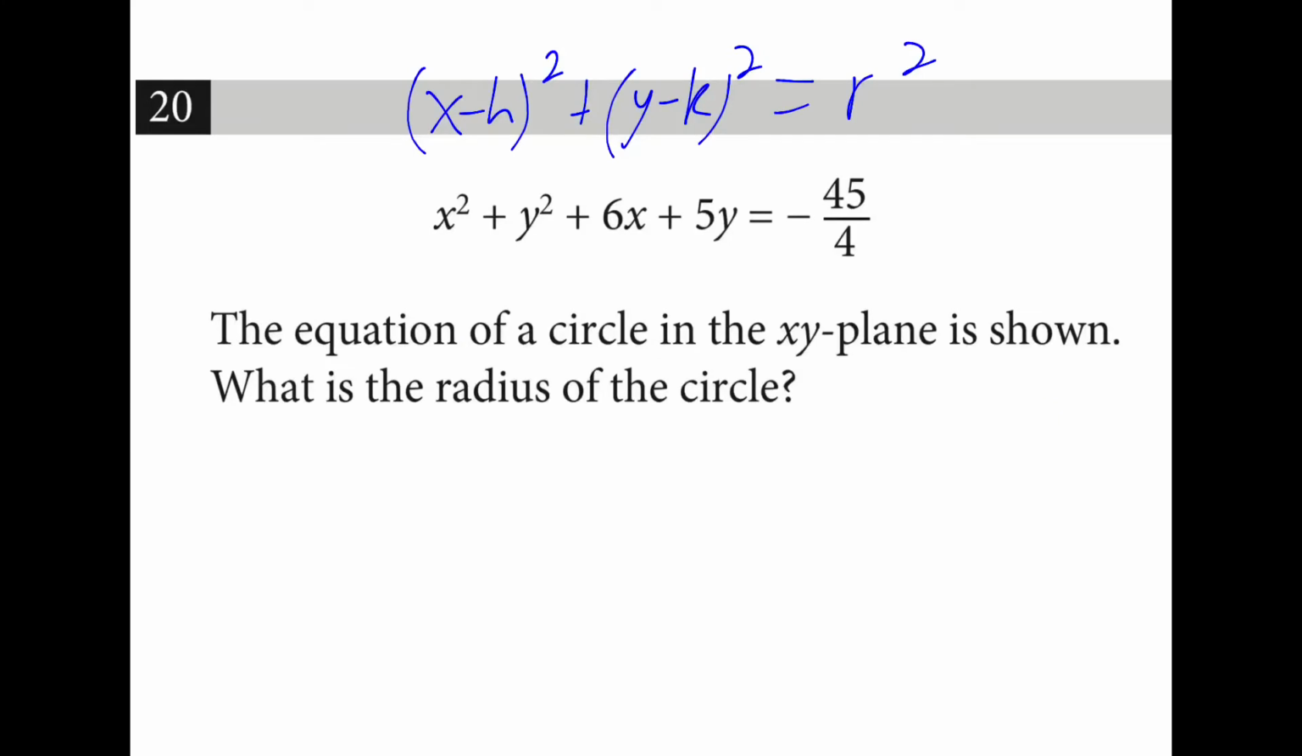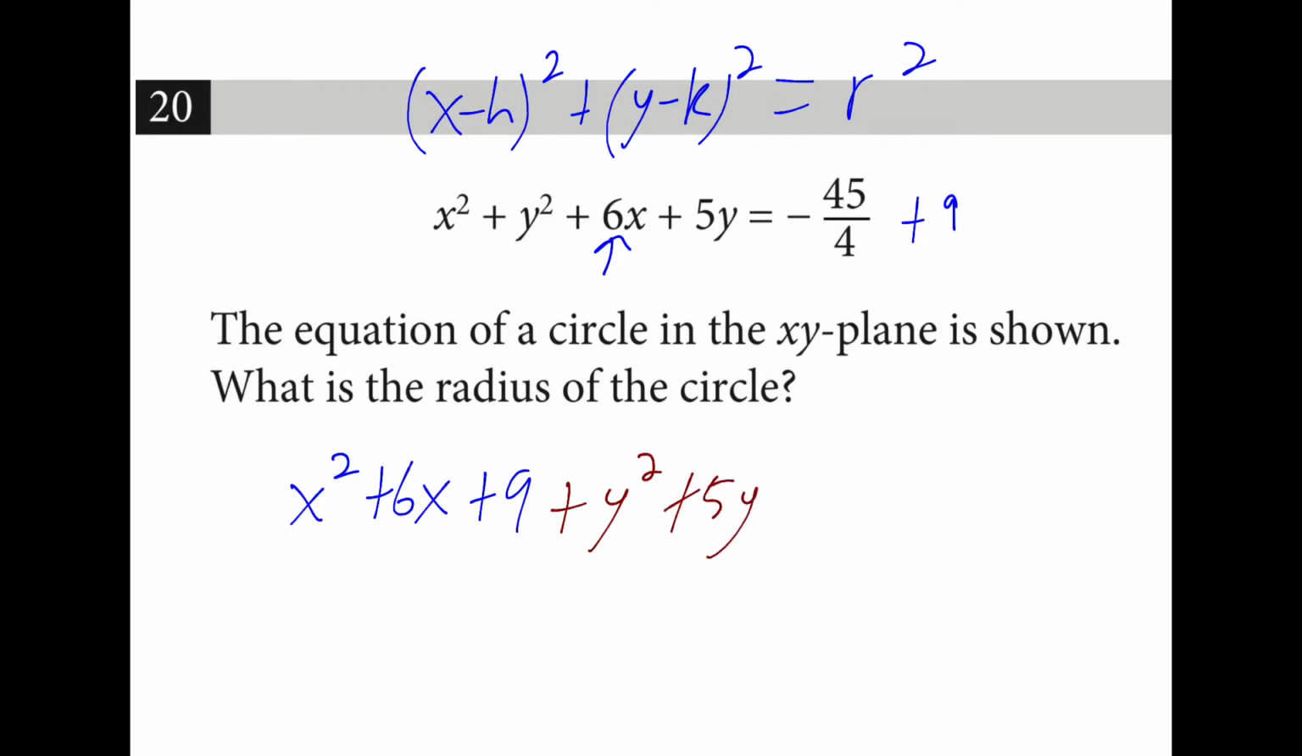This is the equation I want for a circle with center (h, k) and a radius r. I have to complete the square to get there, so I'm going to take a look at my b value, x squared plus 6x. It's 6, half of that is 3, square it, I'm looking at 9, so I'll add 9 here. Then for the y's, I have y squared plus 5y, half of that is 2.5. If I square that, I'm going to add 6.25 to both sides.